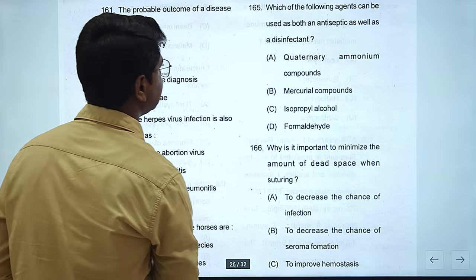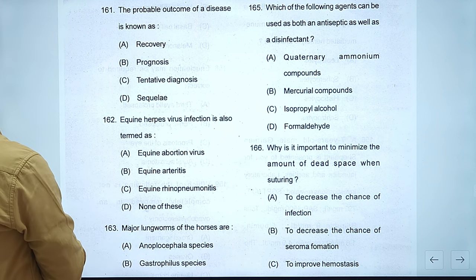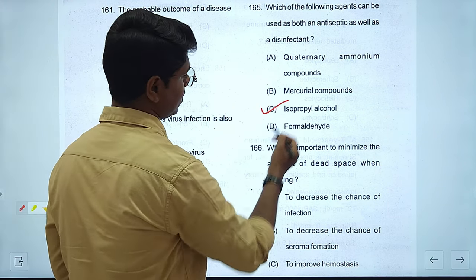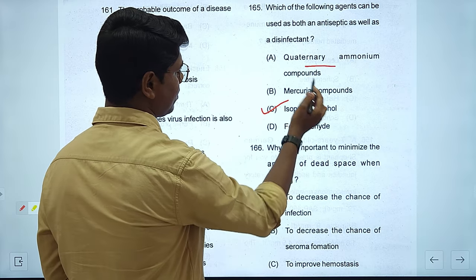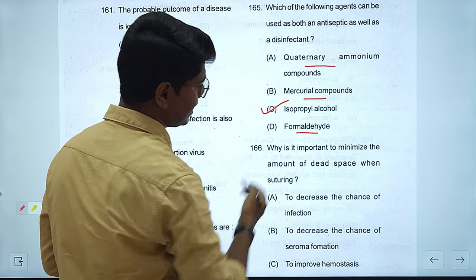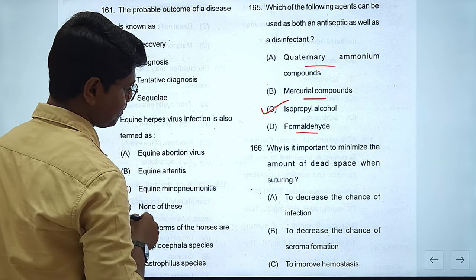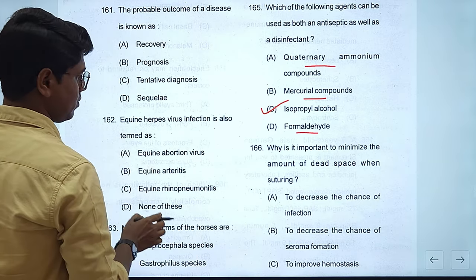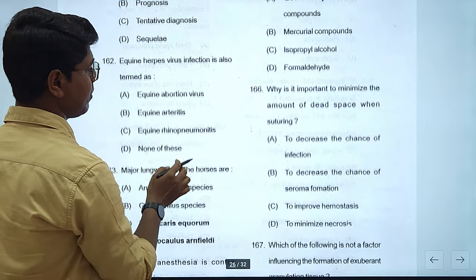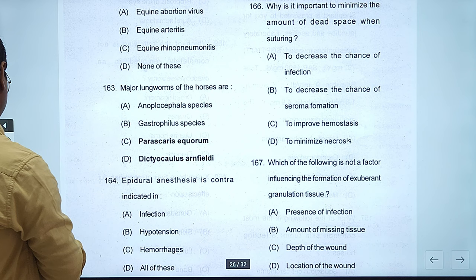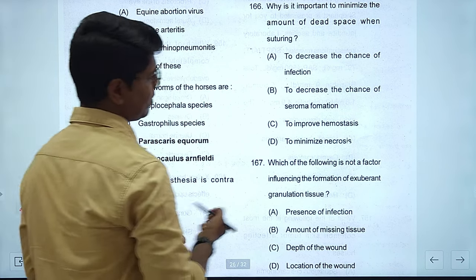165. Which of the following agents can be used both as an antiseptic as well as a disinfectant? And the answer is isopropyl alcohol. Okay, quaternary ammonium compound, mercurial compound, formaldehyde, they are very corrosive on skin, so you cannot use them as antiseptic. Next question, why is it important to minimize the amount of dead space when suturing? Simply to avoid fluid accumulation or seroma formation.